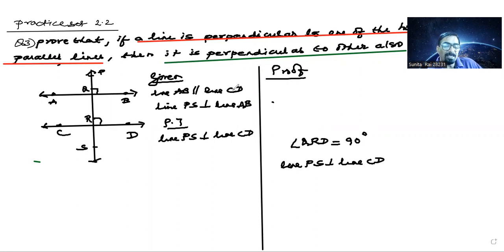Use the given information as a hint. Line AB parallel to line CD. Okay? Line AB parallel to line CD is given to us.